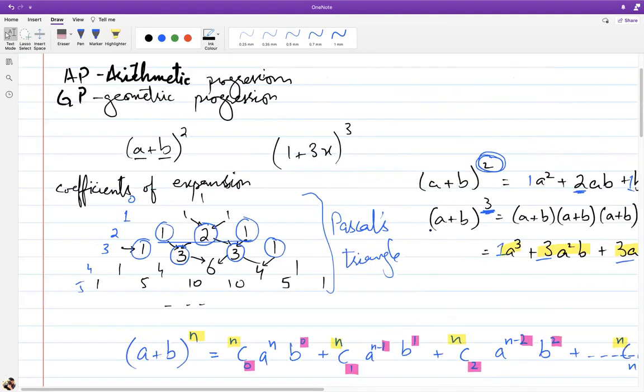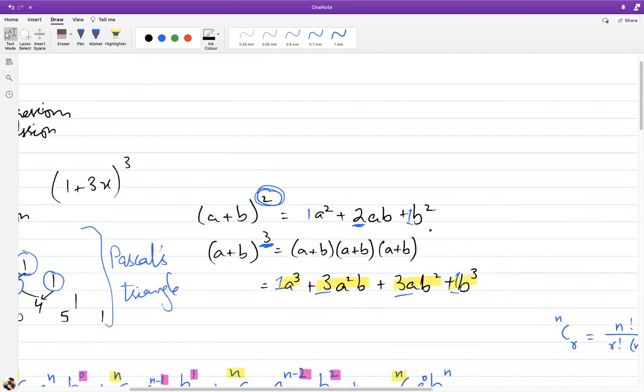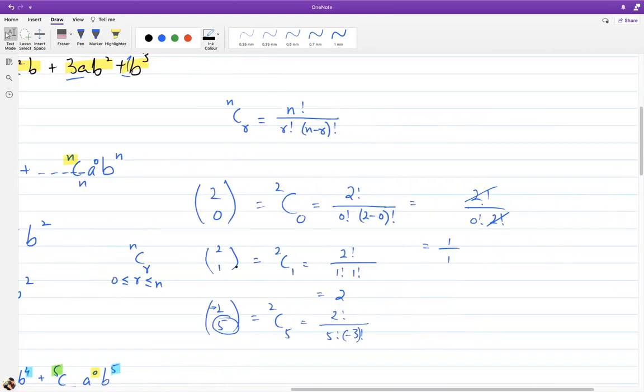For that, you have to understand that coefficients are given through expansion, through Pascal's triangle, or through calculators. The exact formula is nCr, which is this. You can write it in two different ways. 2C0 means this, either that. You can use the C symbol or you can use the vertical column symbol.